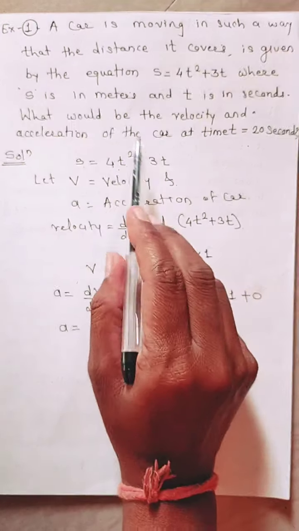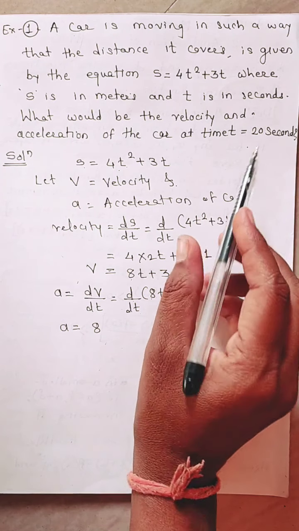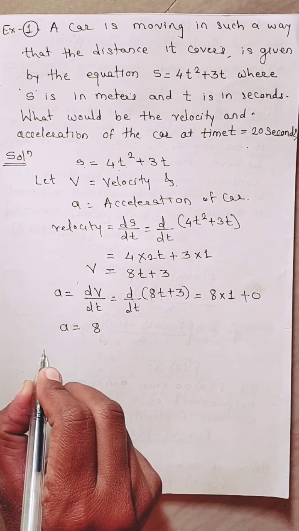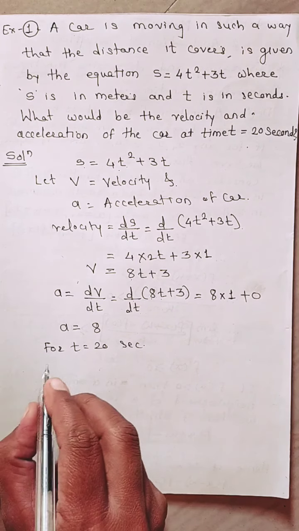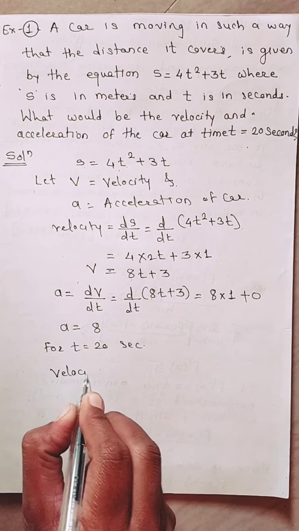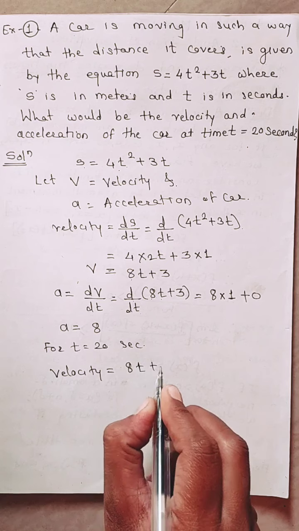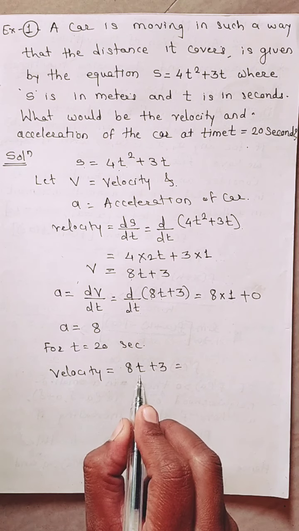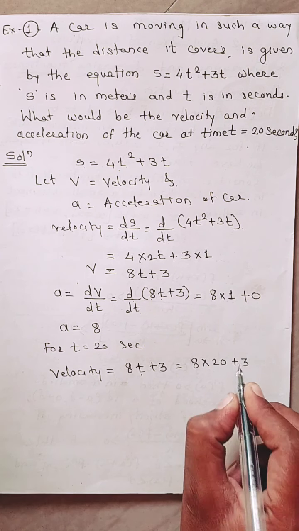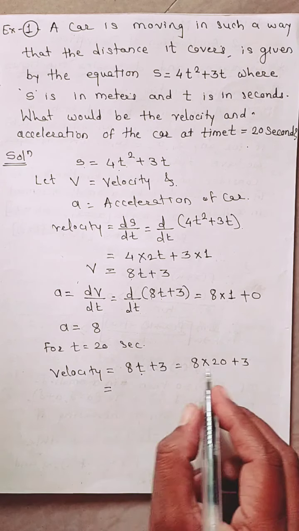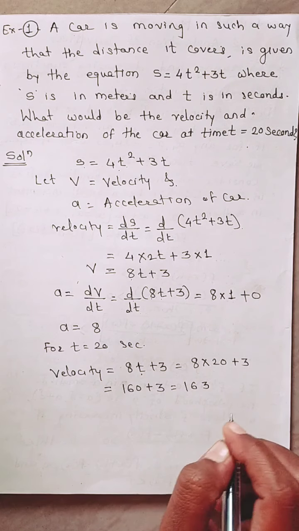Now we have to find the velocity and acceleration of the car at time t = 20 seconds. For t = 20 seconds, velocity is equal to, we know the equation, 8t + 3. Substituting the value of t in this equation, we get 8 into 20 plus 3, which is equal to 160 + 3, which is equal to 163.